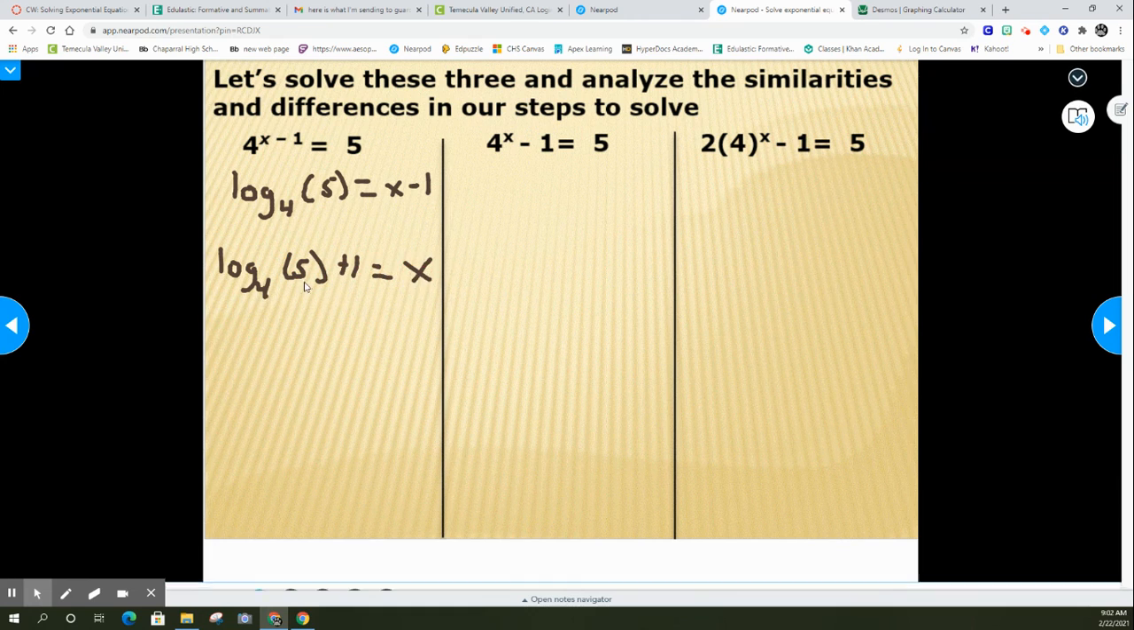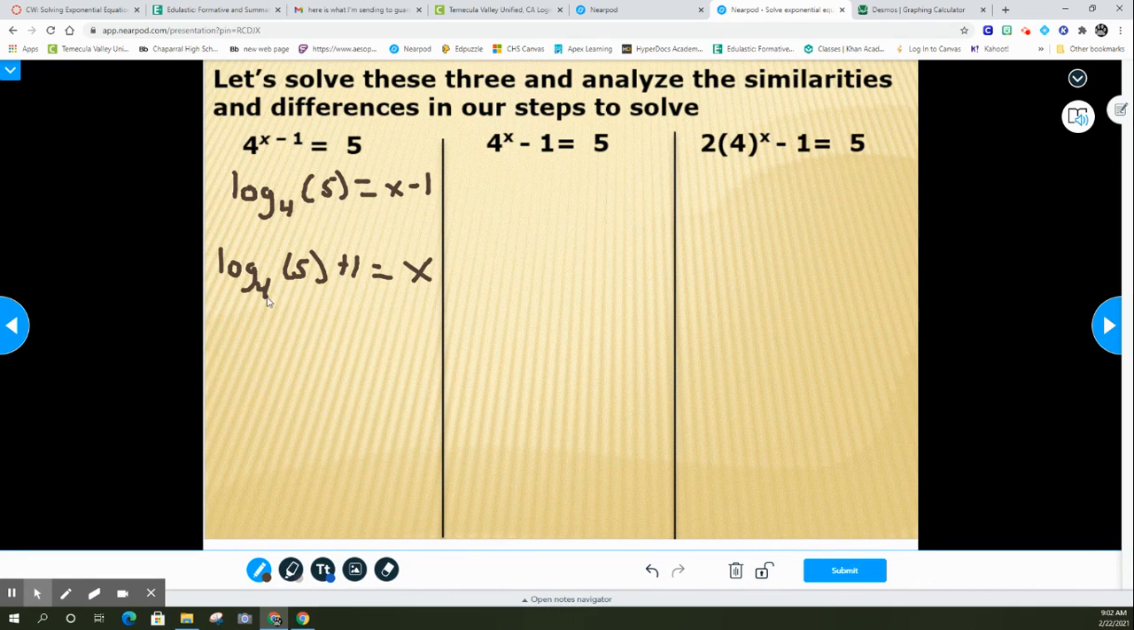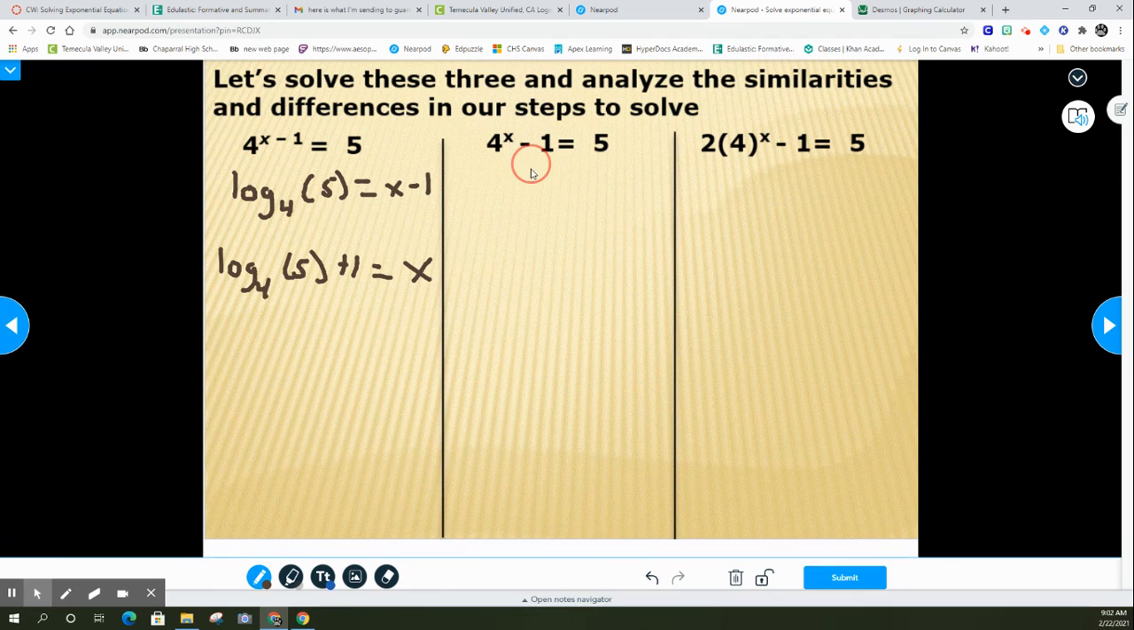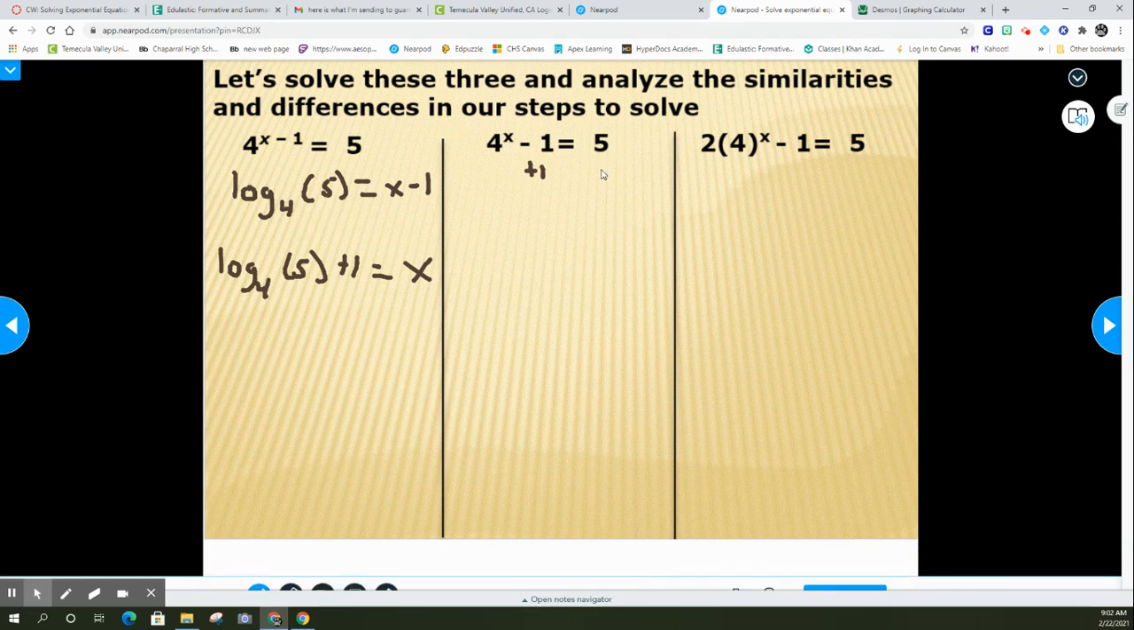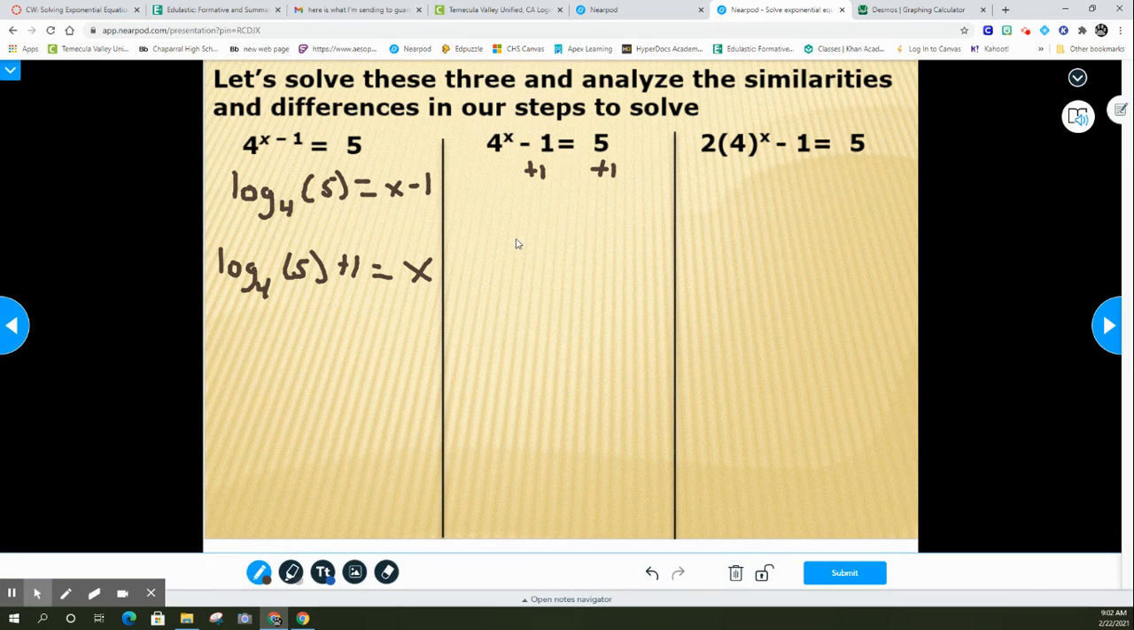At this point, we would just use our calculator to change that to a decimal if we needed to. This is the exact answer, but we could change that to a decimal. Now for this one, before I can log it, I can't log it because there's this minus 1 here, so I need to add 1 first. You notice the difference, right?